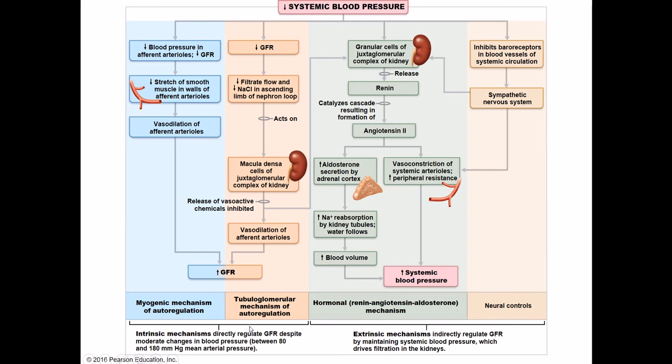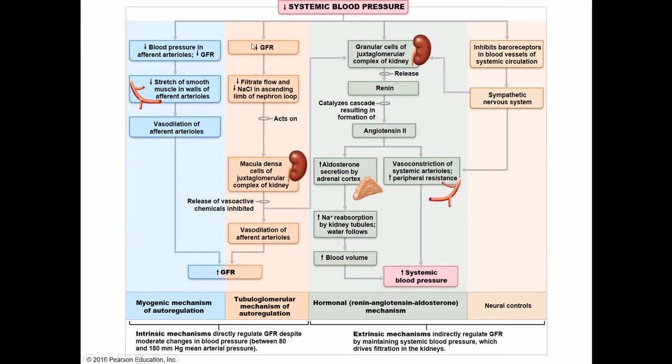Here are those intrinsic mechanisms, and they're really the ones that are controlling the kidneys as long as blood pressure is normal. It's only when blood pressure is abnormal that the extrinsic mechanisms take over. We have the myogenic mechanism. Decreased blood pressure leads to decreased GFR. The smooth muscle gets stretched a little less. That causes the arterioles to vasodilate. That leads to an increase in GFR.